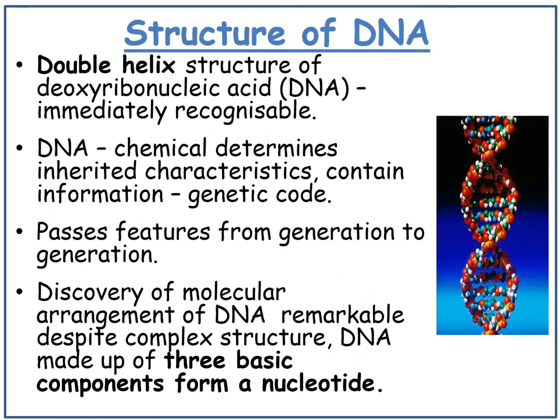So looking now at the structure of DNA. DNA is a double helix structure of deoxyribonucleic acid, and it is immediately recognisable because of its double helix structure. DNA is a chemical which determines the inherited characteristics, and it contains information, the genetic code, and it passes features from generation to generation. Discovery of the molecular arrangement of DNA is remarkable despite its complex structure, and DNA is made up of 3 basic components from a nucleotide.